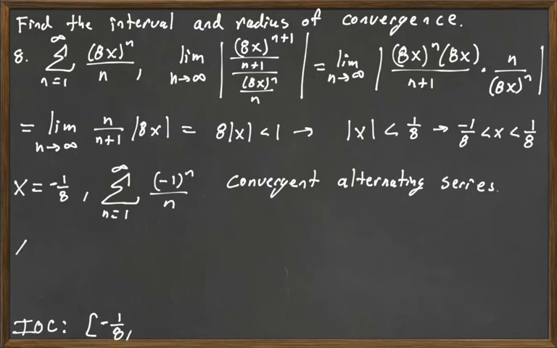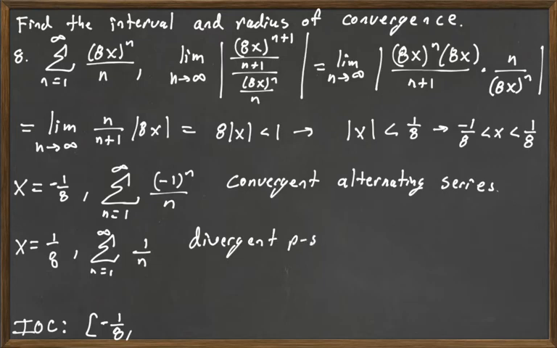Now let's look and see what happens at the right endpoint of 1/8. If we plug in 1/8, it's going to be 8 times 1/8 to the n, which is going to be 1 to the n, which is simply 1. So this is going to be x equals 1/8, so that's going to give us the sum n equals 1 to infinity of 1 over n. And we know this is a divergent p series. This is the harmonic series where your p is equal to 1, and that's less than or equal to 1. So we have divergence at the right endpoint, and our radius of convergence is 1/8.